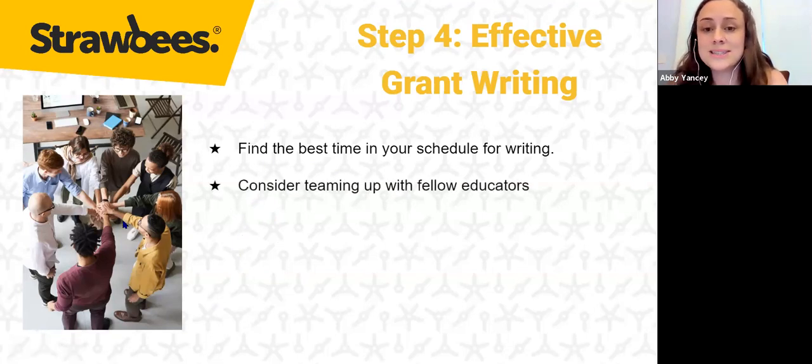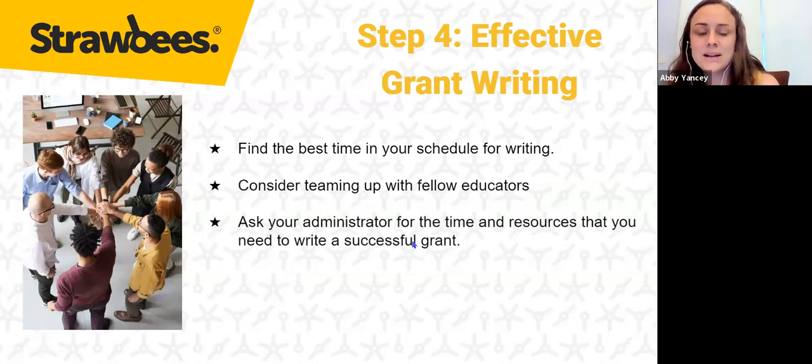You may also want to team up with fellow educators, especially if it's your first grant or there's a lot of tasks. Team up with someone to help on your team and split up the task. That way it'll be easier to get done. You also can ask your administrator for some time and maybe resources that you need to write a successful grant. Because if you think about it, administrators really are happy that you're writing a grant to support your students and you're bringing in STEAM materials. So they're going to want to support you however you need to write that grant.